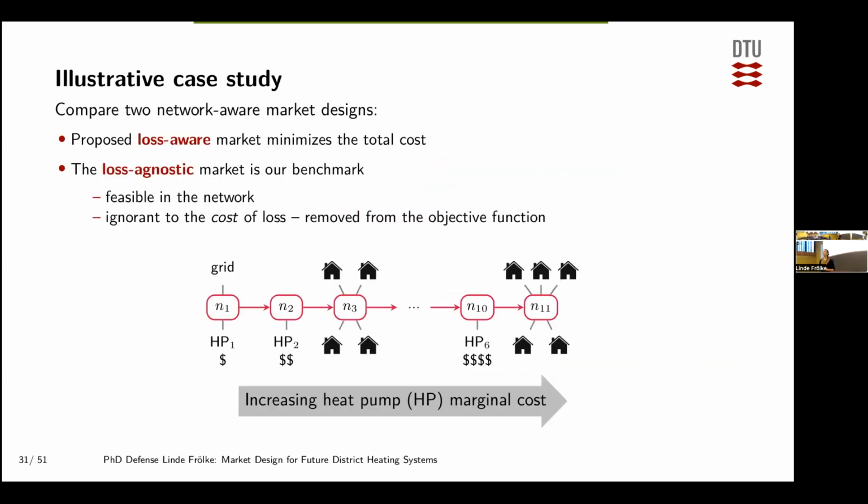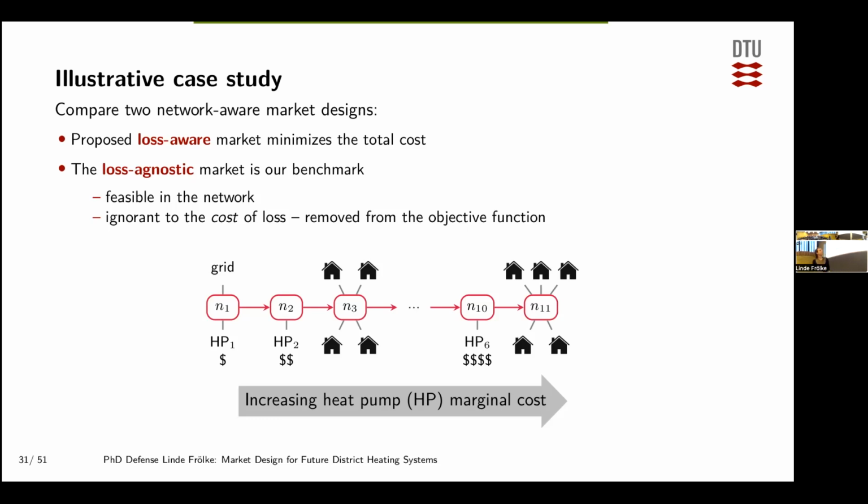To show the workings of our market design, we designed an illustrative case study where we compare the proposed design, where we have a loss-aware market that minimizes the total generation cost. And we compare that to a benchmark that we design. And this benchmark is also network aware. So the outcomes of this benchmark are also feasible in the network, which allows for fair comparison to our proposed market. But in this benchmark, we make it ignorant to the cost of network heat loss. So we remove that network heat loss cost from the objective function.